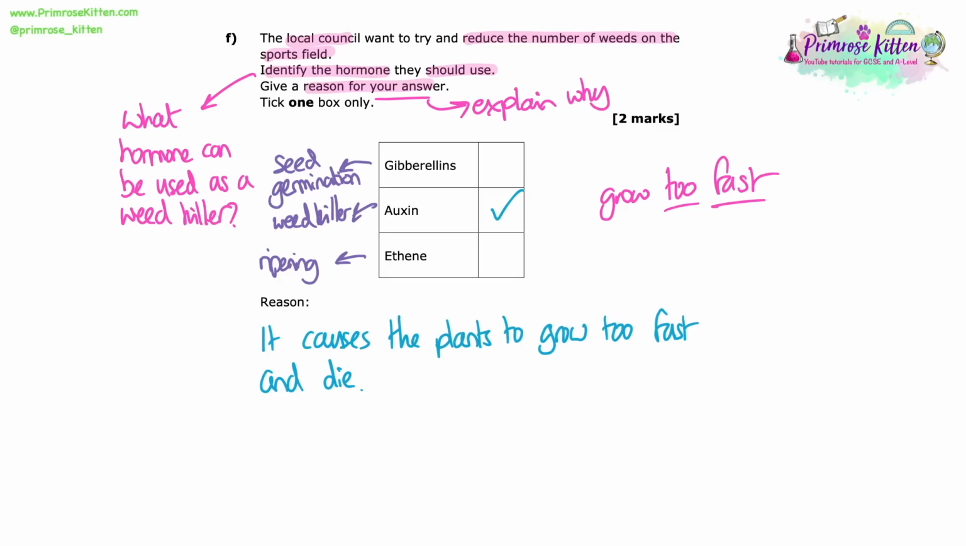You can't just talk about causing plant growth, you have to have this idea that it grows too quickly or too fast. So they grow up too tall and they can't support themselves and they fall over basically, or they grow too quickly and use up all the energy reserves and then they can't function. So the idea of too fast, too quickly is what you need to get the mark here.